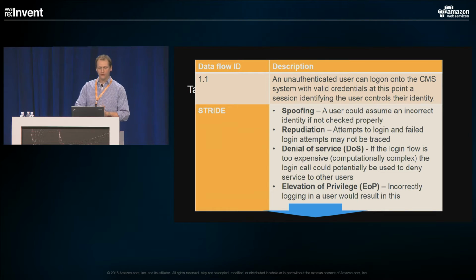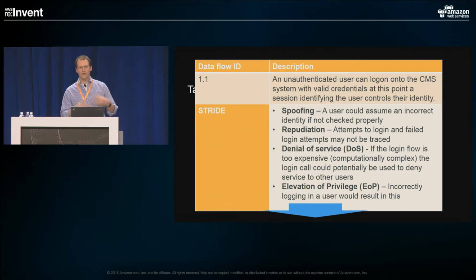So you walk through the risks of the system. This is the login flow, and you describe what it is. What is the risk in the login flow? Well, an unauthenticated user could log on to the CMS if we get it wrong, in effect. So what's the spoofing aspect of that risk? Well, a user might not be checked properly and therefore be able to do something under a different identity. That's one risk. What about repudiation?